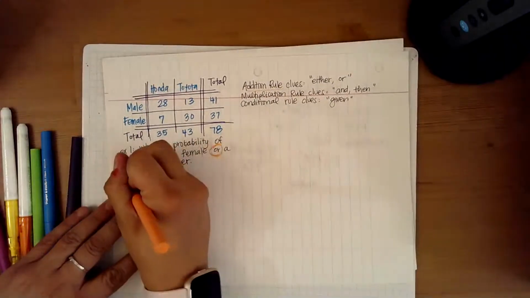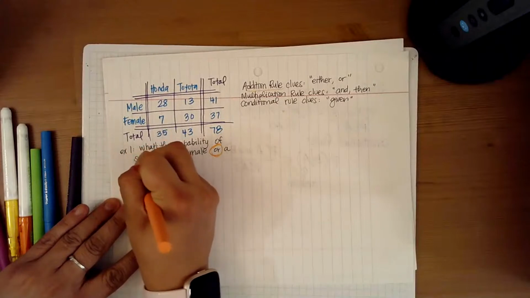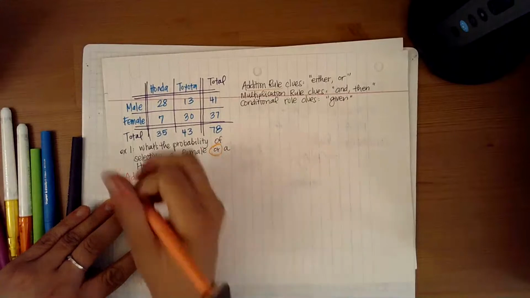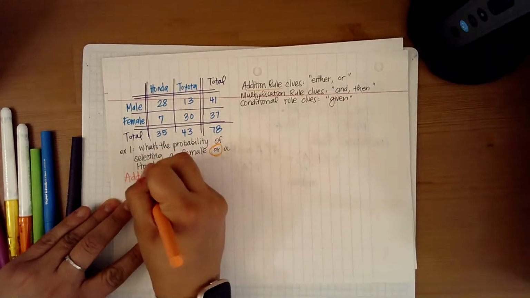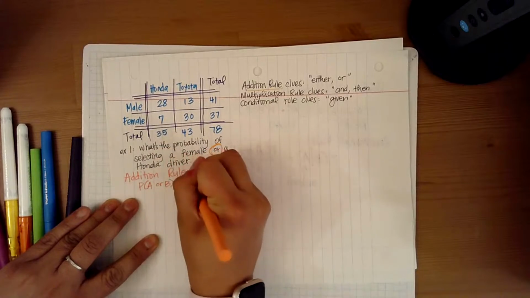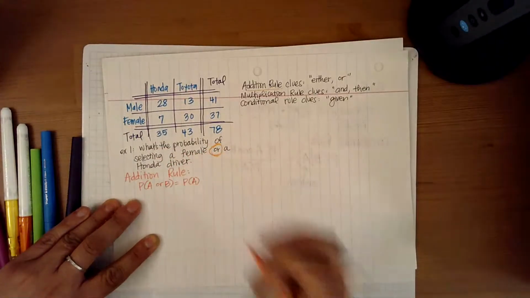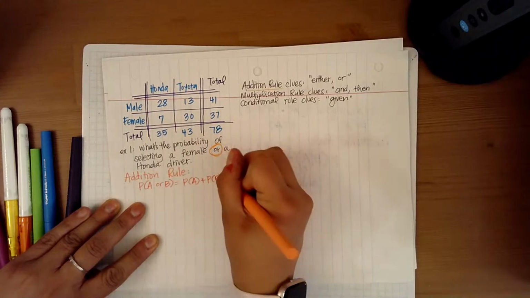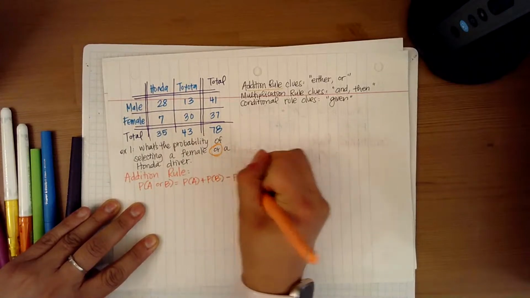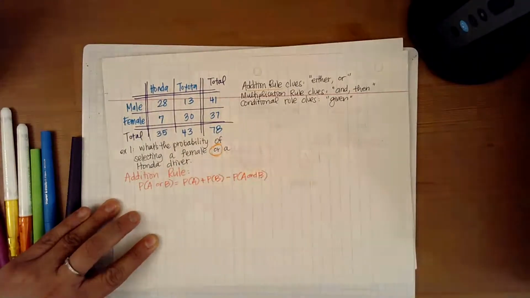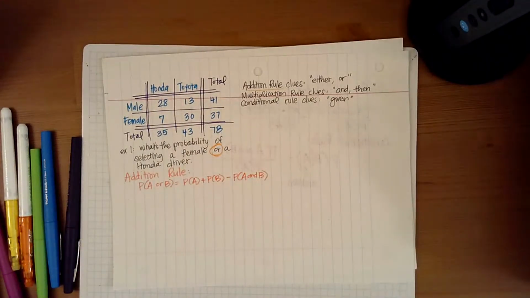Okay, so we recognize that the addition rule looks like this. The probability of event A or event B occurring is equivalent to the sum of the probability of event A plus the probability of event B minus the probability of their intersection, when they both occur.